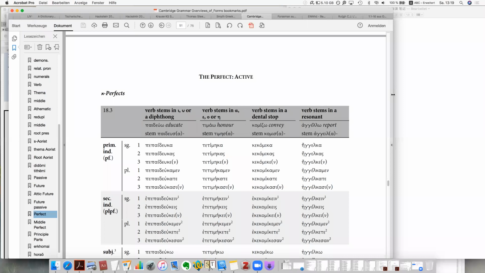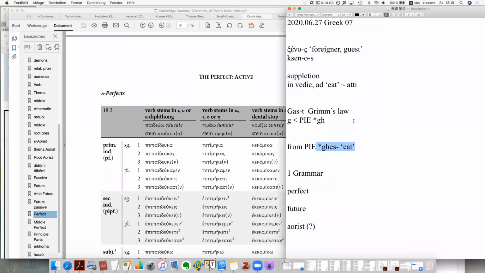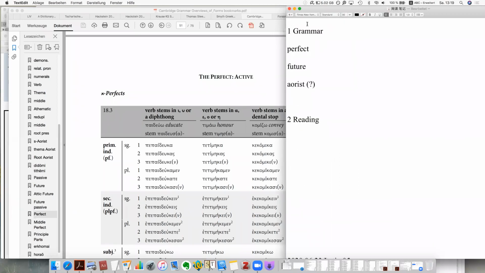So I think this part I don't need to translate into Chinese. I hope you all understand the explanation. Okay, and now let's move on to the grammar.